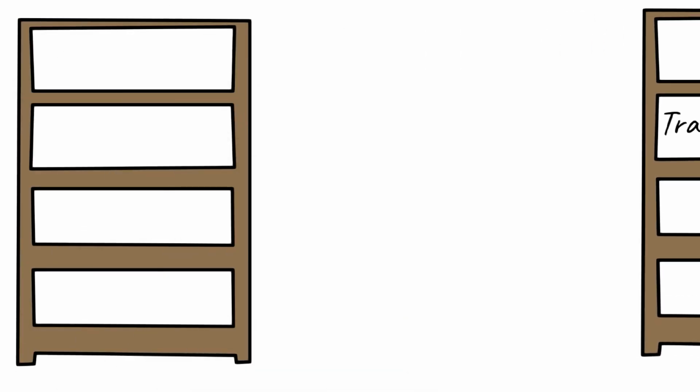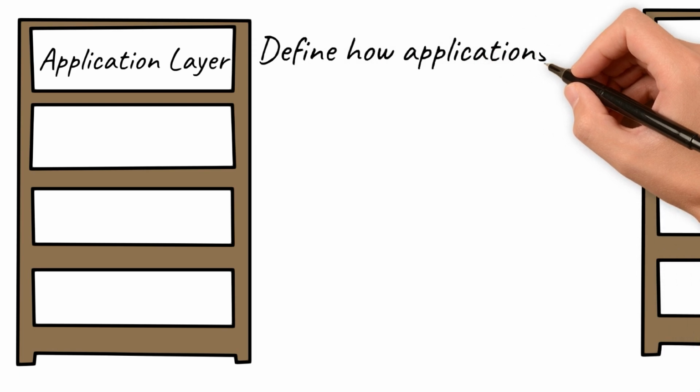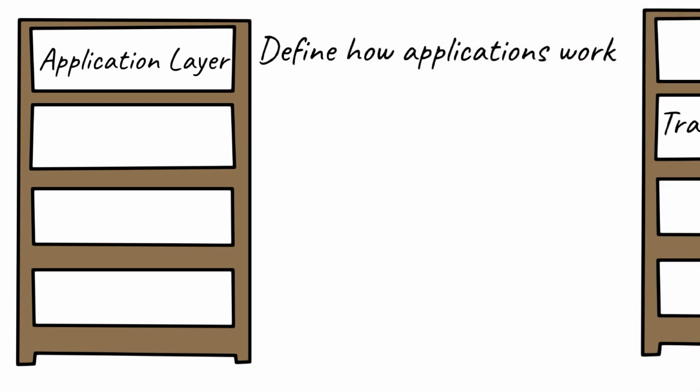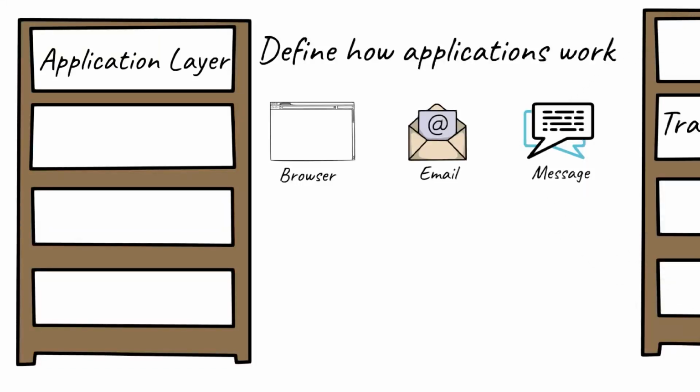Fourth shelf, the application layer. This shelf includes all the protocols that your everyday apps rely on, like your web browser, email services, and messaging apps. It's like the front desk of a library, helping you request exactly what you need.